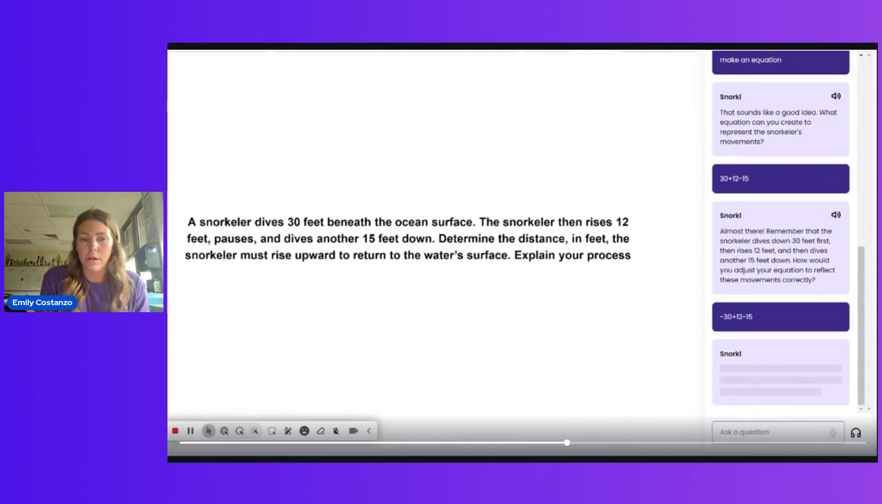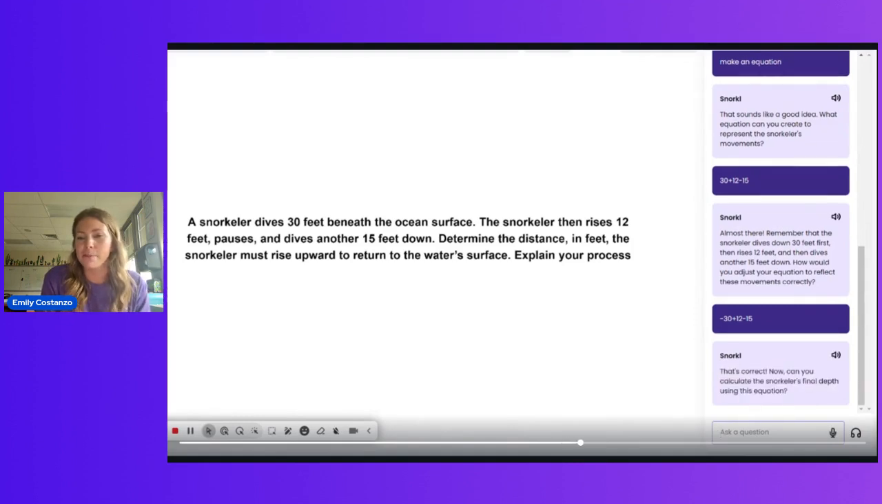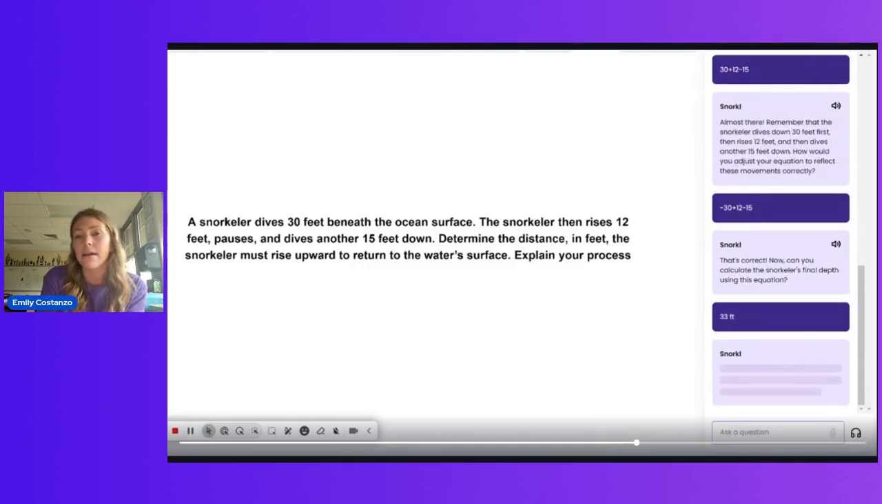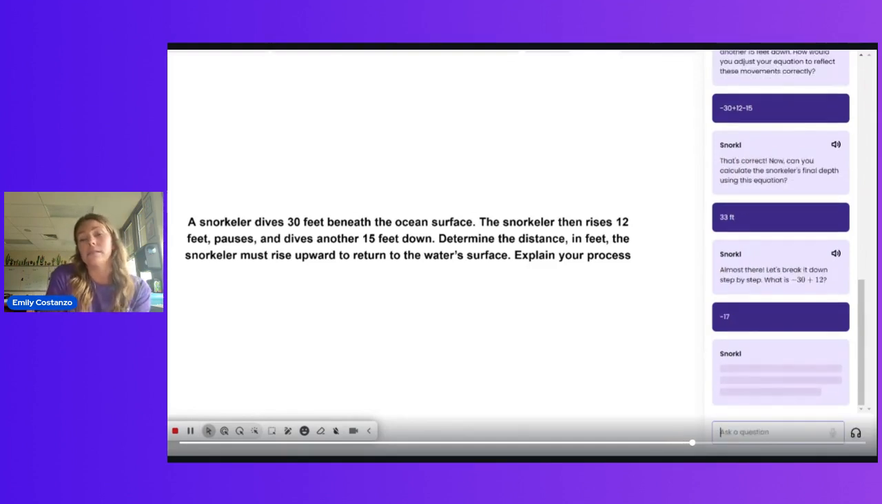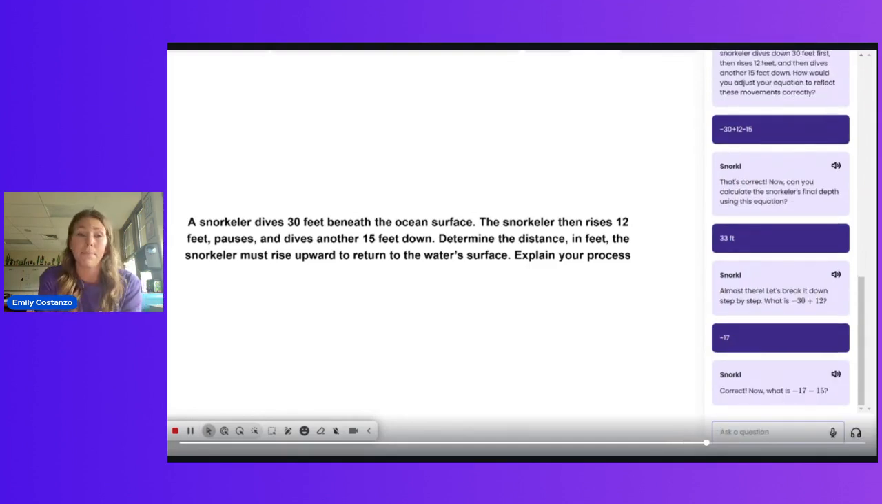I do get this wrong on purpose, just so everybody knows, just to kind of see what the feedback would give us. So here, I got the equation wrong and it said almost there. Remember that the snorkeler is diving down 30 feet. So then I corrected it and they said that's correct. So what is the answer? Again, I got it incorrect. So then they were like, okay, let's go through it step by step, which is exactly how I would do it if I was working one-on-one with the student.